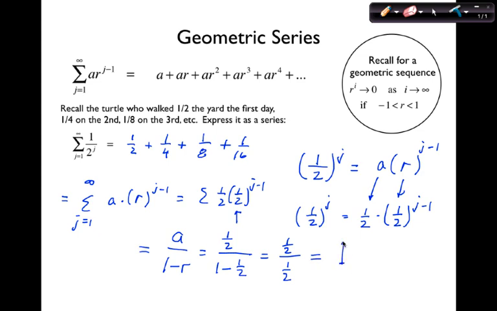Does the turtle make it? Assuming that there's infinite time. Right, exactly. The turtle makes it, assuming that it walks for all infinitely many days. But he can't. As soon as he stops, that's a partial sum, and he won't make it. But if he does the whole series, if he walks for an infinite number of days, the sum is 1. He makes it across the lawn.